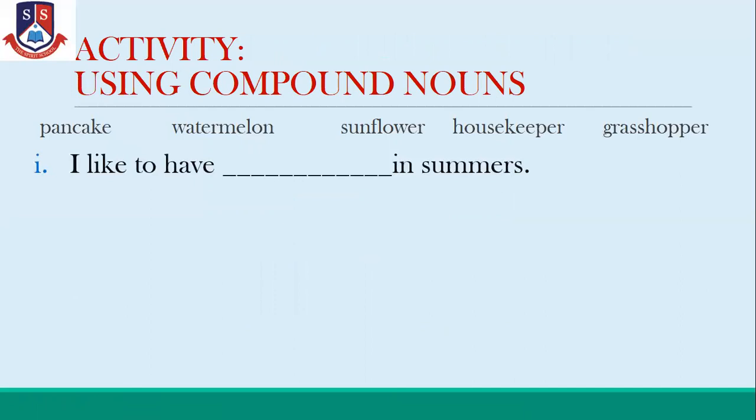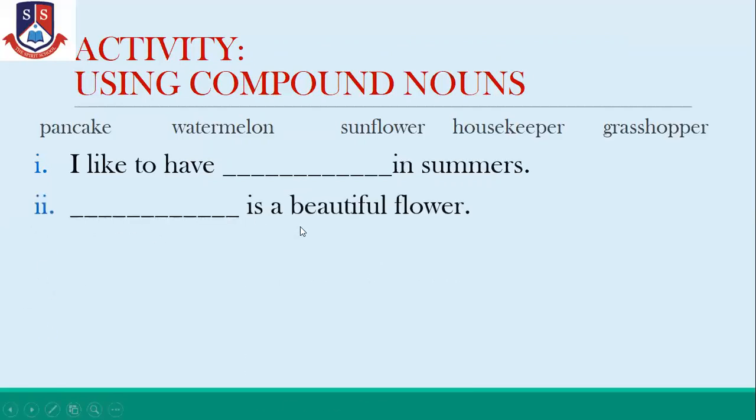Okay, the first sentence: I like to have dash in summers. What is going to be the compound noun that comes in the blank? Is it pancake? Yes? No? Is it watermelon? Yes, it is watermelon. I like to have watermelon in summers. Next sentence. Dash is a beautiful flower. Pancake? Sunflower? Very good. Sunflower.